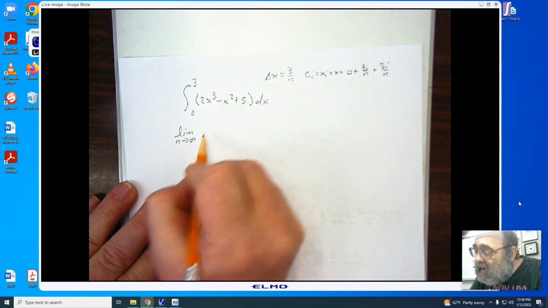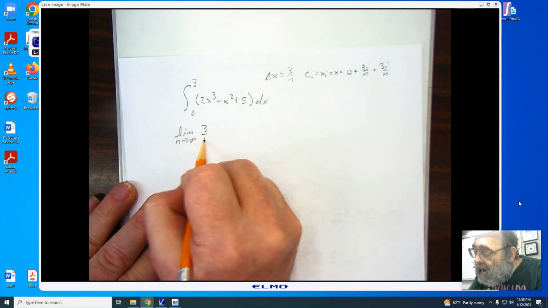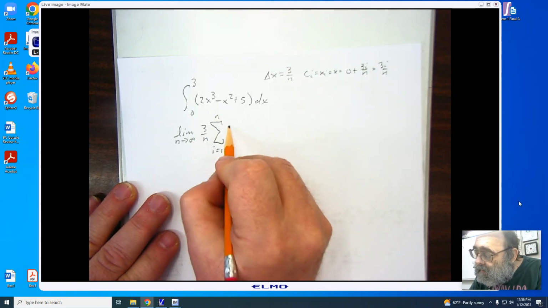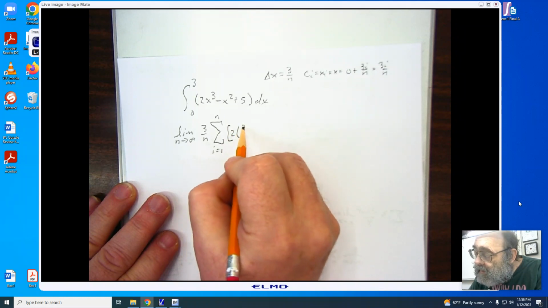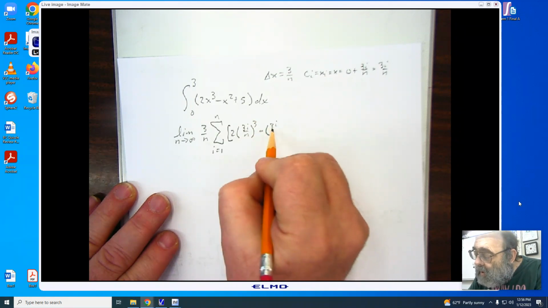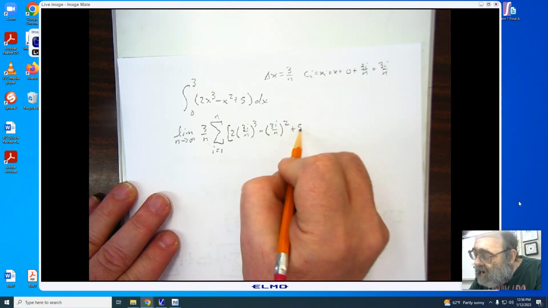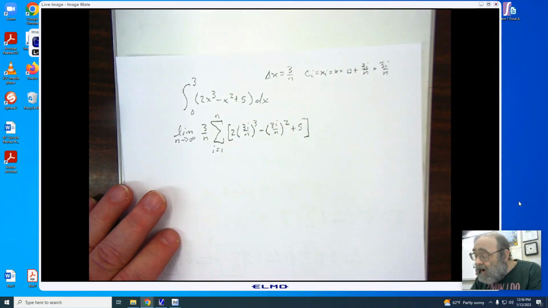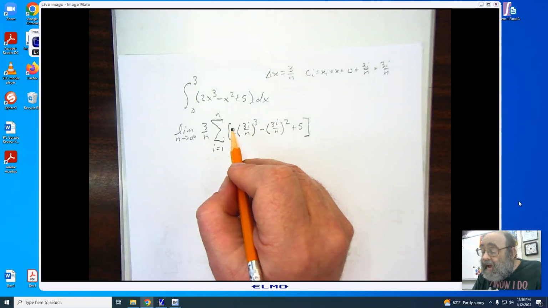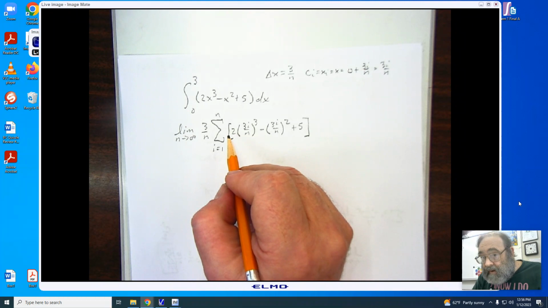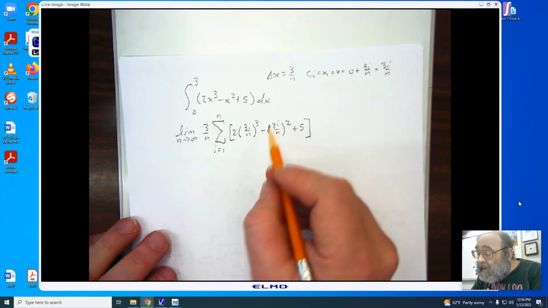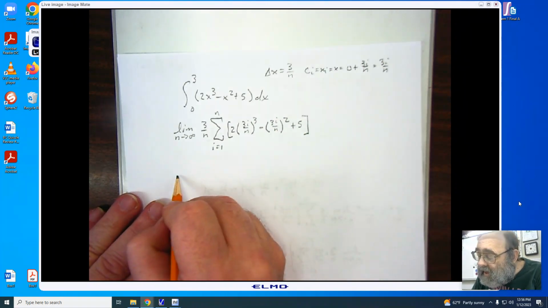As n approaches infinity, for 3 over n times the summation as i starts at 1 and goes up to n, 2 times 3i over n, the quantity cubed, minus 3i over n, the quantity squared, plus 5. Once again, very little to do here, not much to worry about. We do have to get the 27. We then have to multiply it by 2 in order for us to get our 54. We are going to have a 9 over the n squared, etc. So it's not that bad.